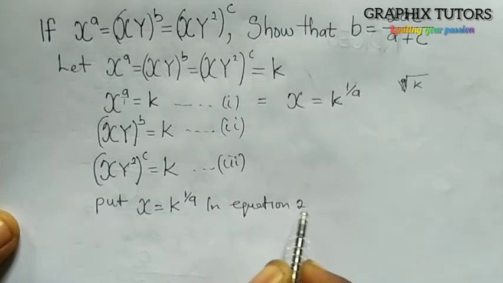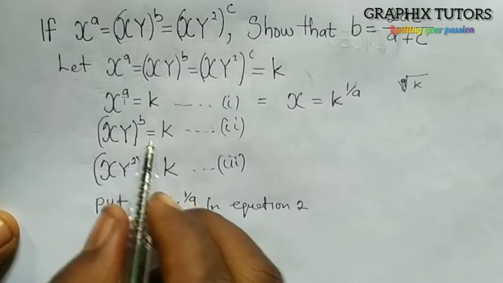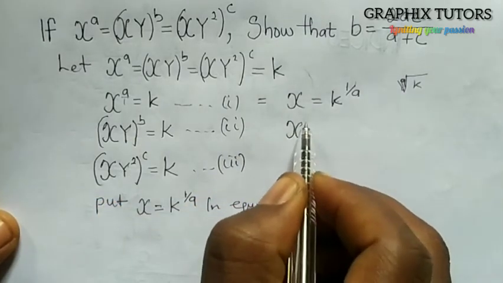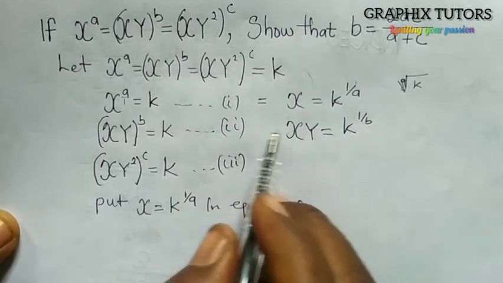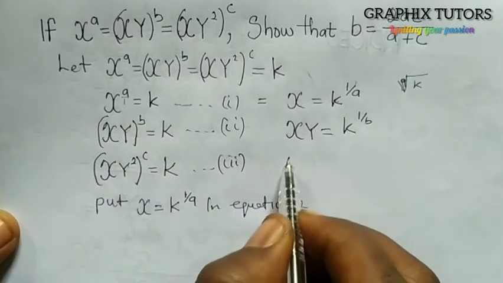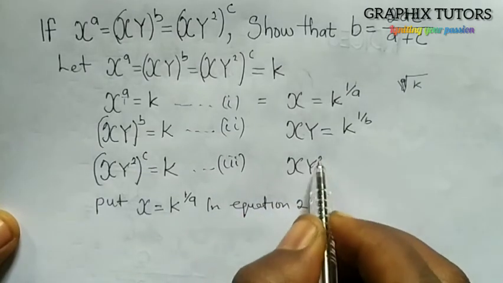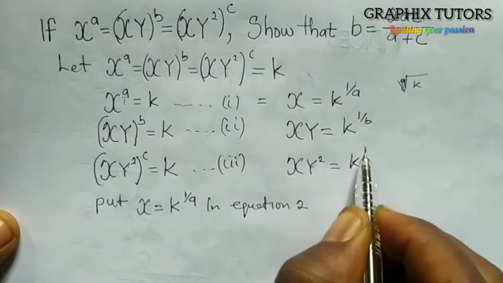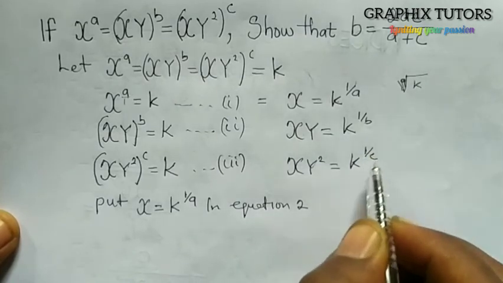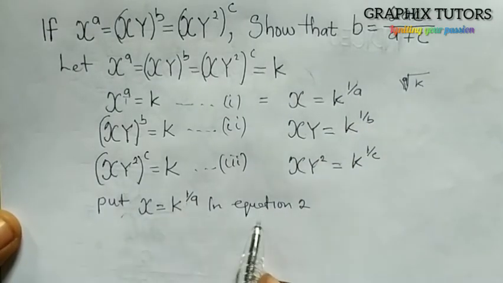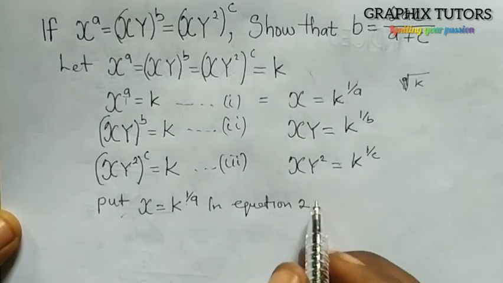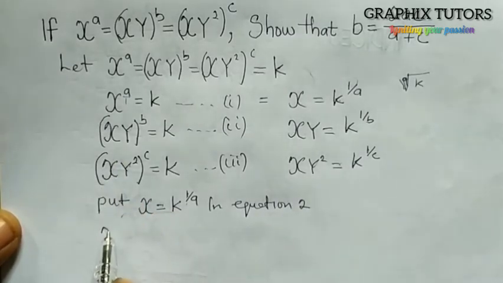equation 2, right? Well, this equation 2 can also be written as my xy is equals to K^(1/b). When the b is coming here, it becomes 1 over b, and also here will give me my xy square equals to K^(1/c). So I will be taking this in my equation 1, 2, and 3. So put x equals to K^(1/a) in equation 2. And that will give me xy equals to what?